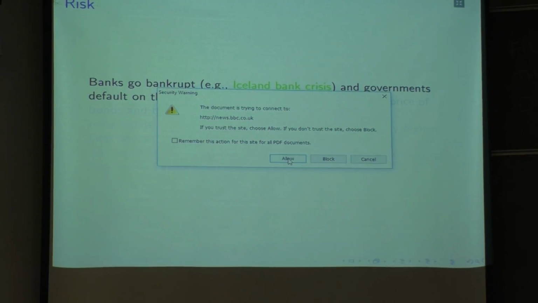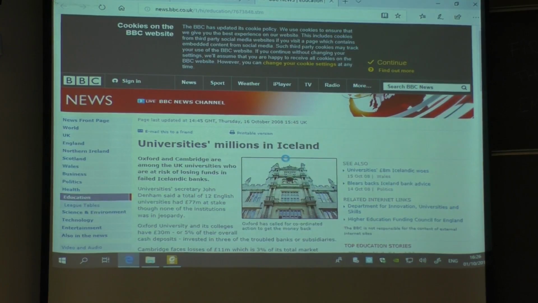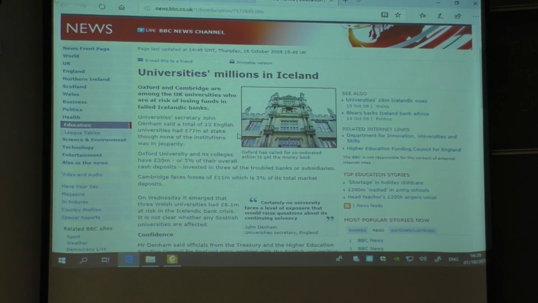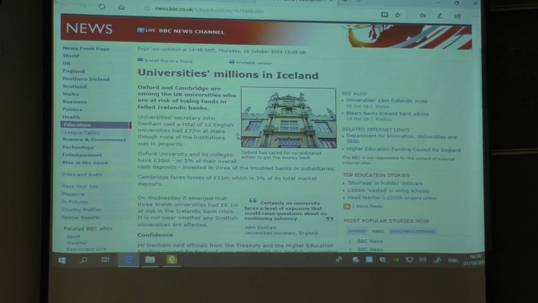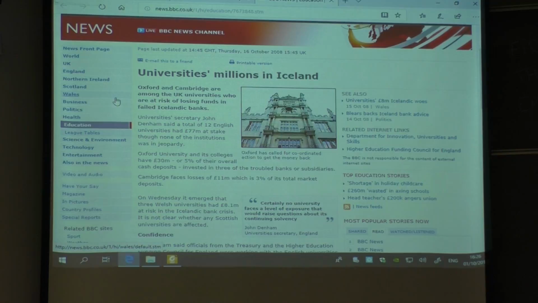Here's the Iceland bank crisis in 2008, I think, or 2009. And you had all these universities full of clever people lending money to Icelandic banks, which then went bankrupt, and all this money was lost or almost lost. So that's one bad thing that happens when you lend money. There's the risk that you're not going to get it back. So this is the case of Icelandic banks. Cambridge faced losses of £11 million, which is 3% of its total market deposits, and so on.